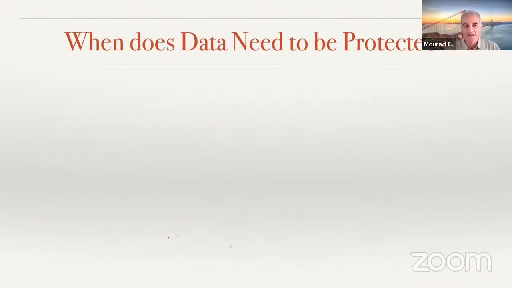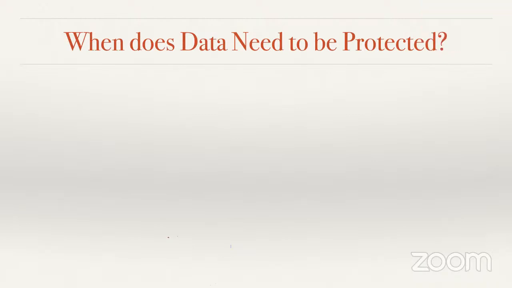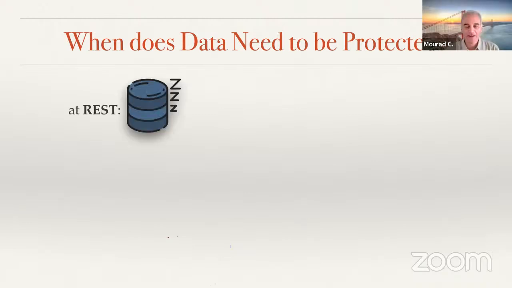So when do we need to protect data? Now that we have reviewed the kinds of data that we want to protect, the question is, when do we need to protect it? First, we need to protect it when the data is at rest. At rest means that the data is stored, typically on disk. It's just sitting there, but it still needs to be protected, because someone can get access to it, even physically, by getting access to the computer or the disk and stealing the disk.